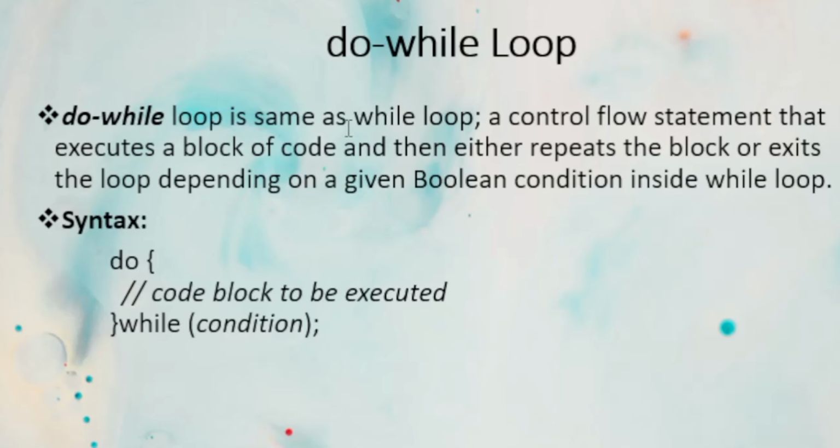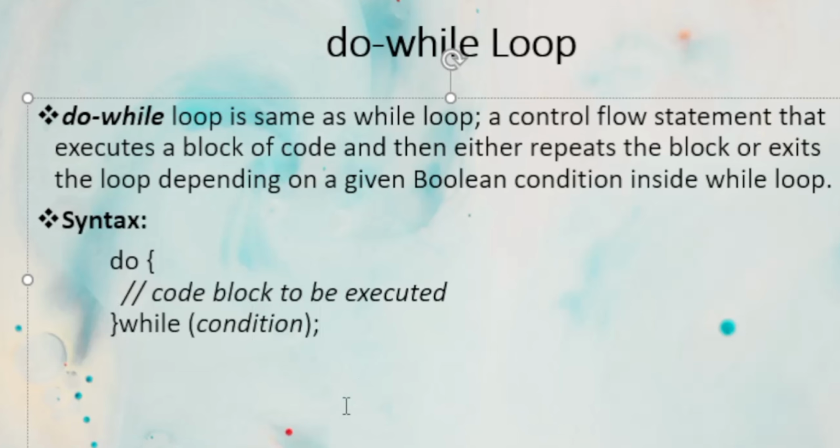Like I said, same as while loop, it's also a control flow statement that executes a block of code and then either repeats the block or exits the loop depending upon the given Boolean condition inside the while. If the Boolean condition is true, then it executes the code which is inside our curly braces. Otherwise, it terminates from the code. So here's a simple syntax of our do while loop.